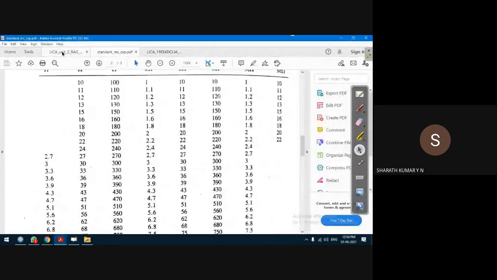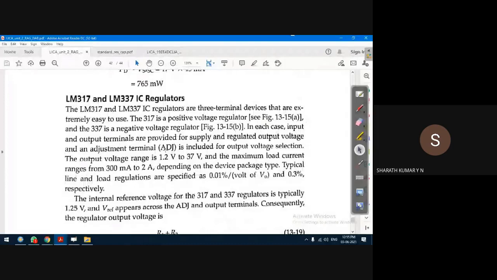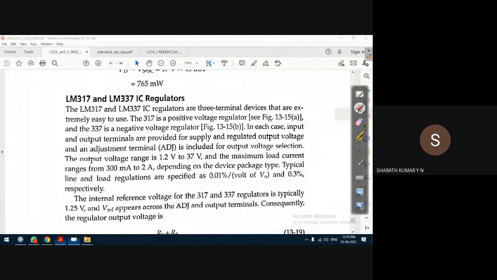So that's why I have taken a scan of regulators. The regulators we discussed now using an op-amp are available in the form of an IC. That is called IC regulators.